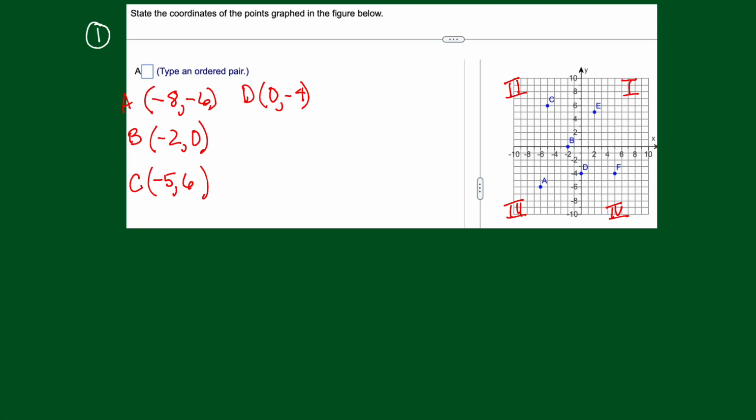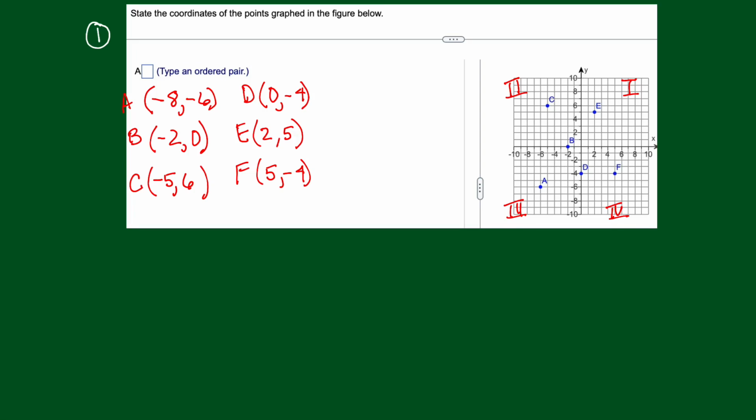Now, what about E? Where's E? E's up here in quadrant 1. To get here, start at the origin. Looks like we're going to go to the right 2, so plus 2, and then up plus 5. So this is E. Right 2, up 5. All right, where's F? Way down here in quadrant 4. I start at the origin. I'm going to go to the right, looks like 5, and then down 4. So this is going to be F, to the right 5, down 4.